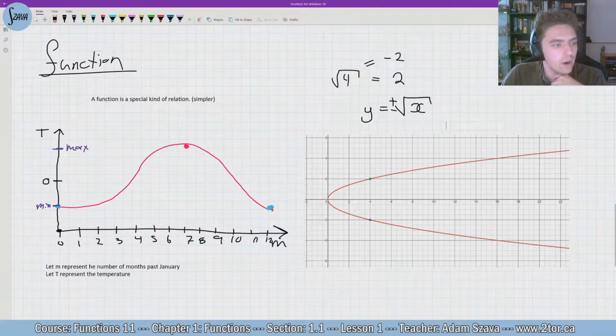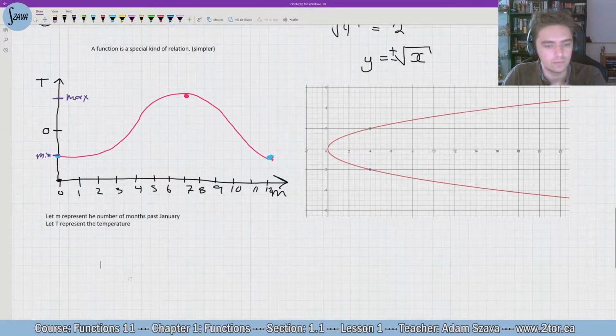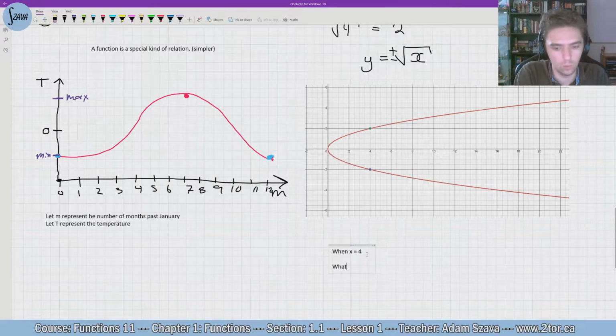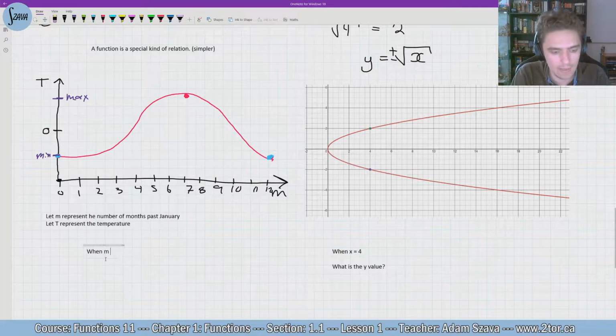Okay, and so now I have to ask a question. I'm going to say when x equals 4, or in the case of, so that's when x equals 4 here, I'll do it for this one. What is the y value? And a similar question for this relation would be when m equals 4, what is the t value?